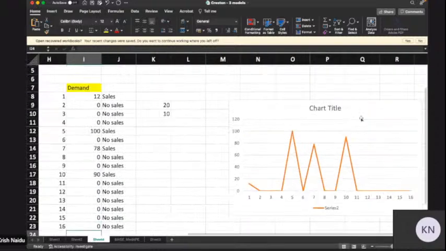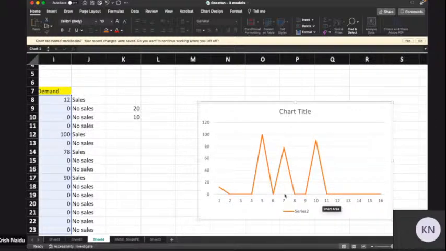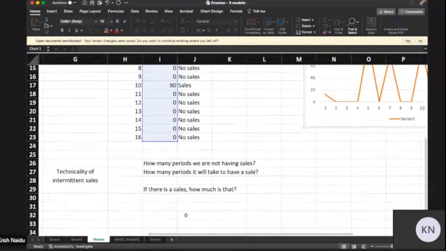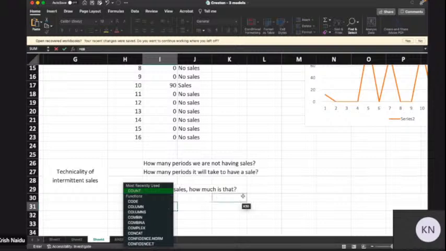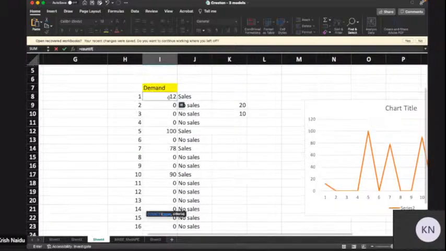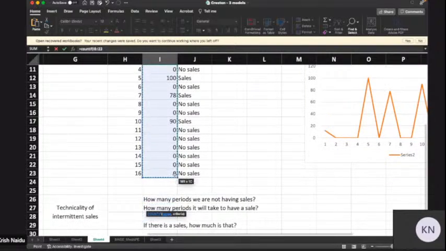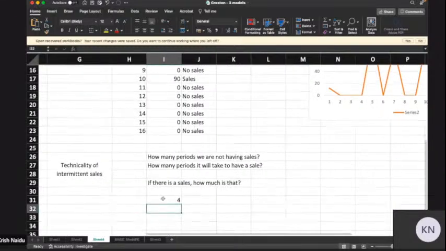If I look at this particular chart, I clearly see flat lines from period number 11 to 16, flat lines between period number 8 and 9, and a flat line between period number 2 to 4. Suppose I have inventory for this number of periods, and I have to calculate how many periods we have sales. If you look at it, there are 4 periods with sales.